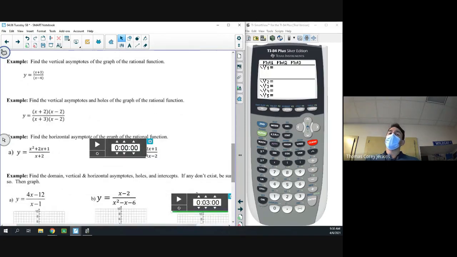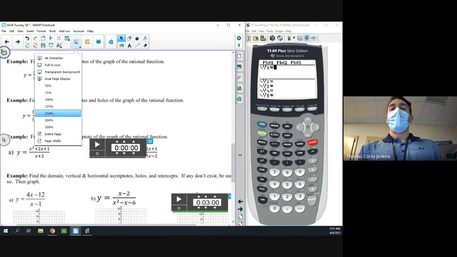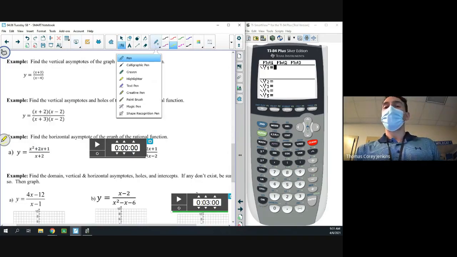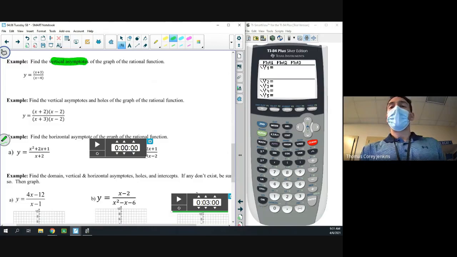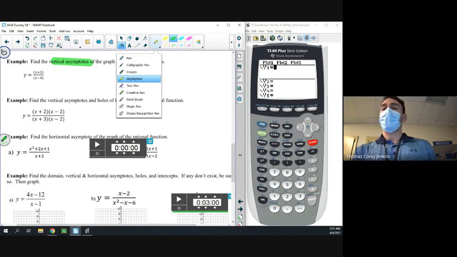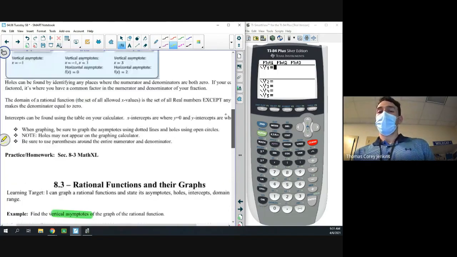All right, so our first example. These examples up here at the top are more like what you're going to see on MathXL. They're kind of just drilling those individual skills. So our first individual skill is, given a rational function, are we able to find a vertical asymptote? Let's go ahead and see what it says on the other side about vertical asymptotes.